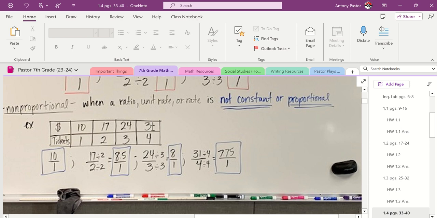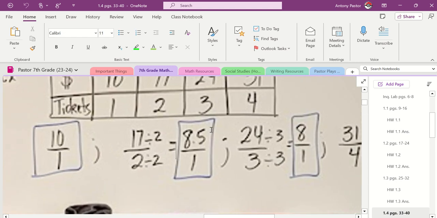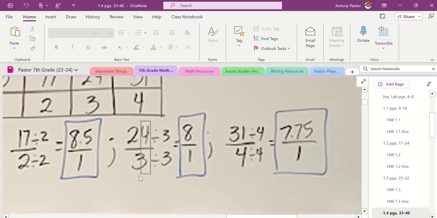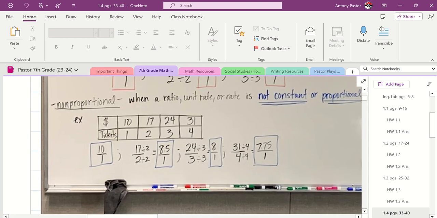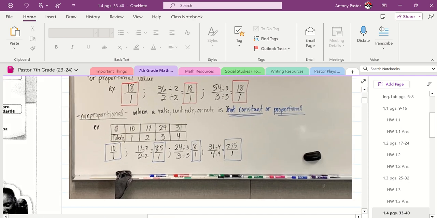This is not constant. So if we look here at our examples, if we pay $17 for 2 tickets, that means each ticket is $8.50. Versus over here, 1 ticket costs $10. If we buy 3 tickets for $24, each ticket is $8. And if we buy 4 tickets for $31, each ticket is $7.75. So in this case, there is a sliding scale where the more tickets you buy, the less money you spend, but there's also not a constant or proportional relationship between each ratio.